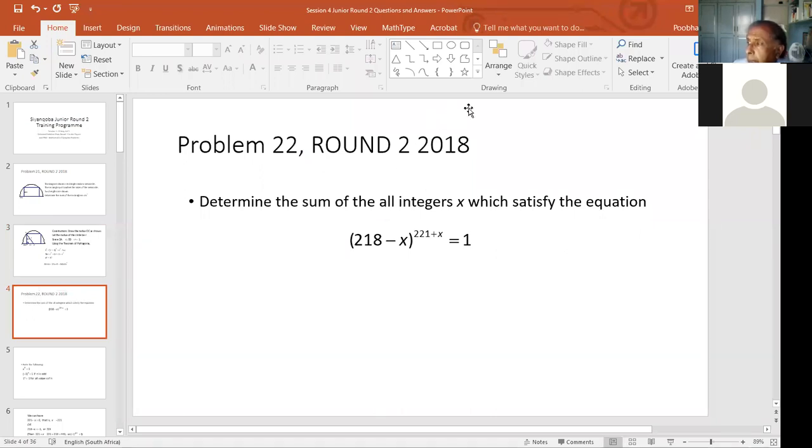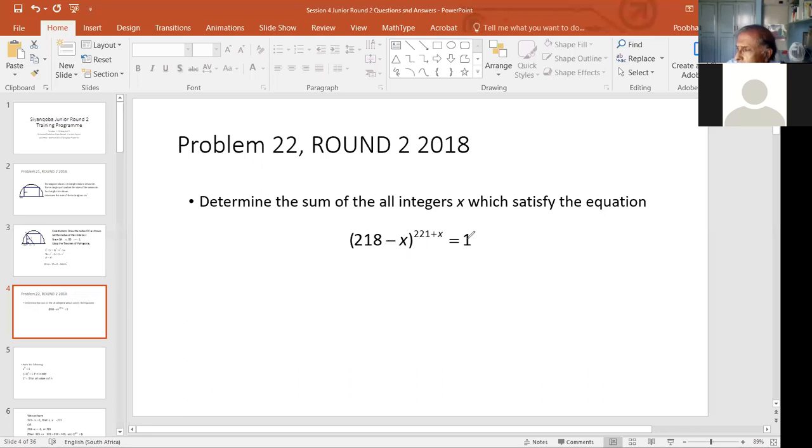Okay, as the problems proceed, they become more and more difficult until it comes to 25. So let's look at this. This problem says determine the sum of all integers x which satisfy this equation. Now this problem, you've got a power, and the power is equal to 1.